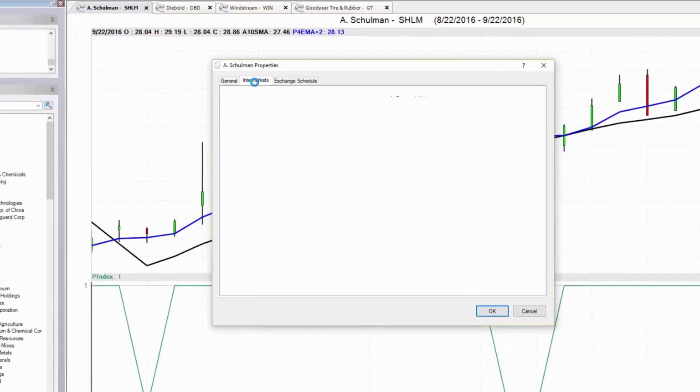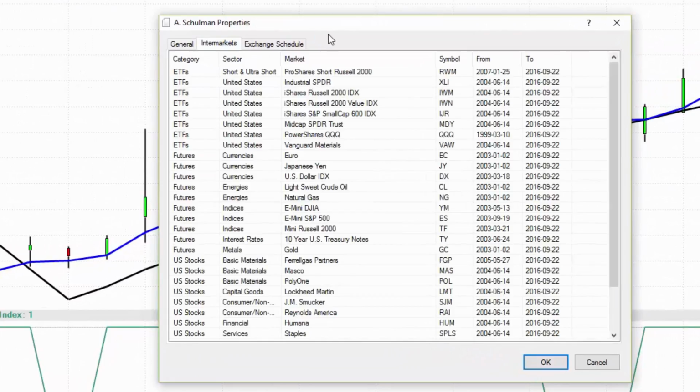Now, VantagePoint performs what's called intermarket analysis. So it's analyzing other markets and how they're affecting and influencing and driving the target market that you're getting ready to trade. So in this example, we're talking about Schulman being our target market. And these are all those intermarkets that are known to drive, impact, and influence that target market here.